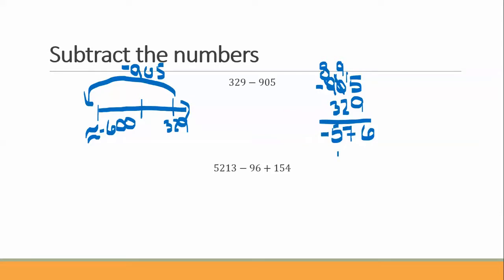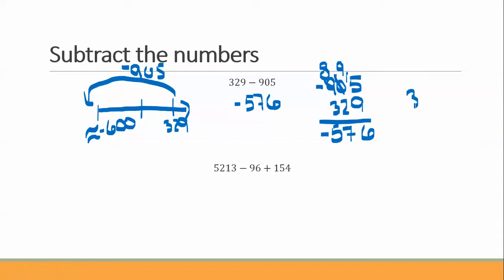And our final answer is negative. So our answer is negative 576. And our guess was about negative 600. So our answer is very close to being correct, if not correct. It is correct. You can check by adding.